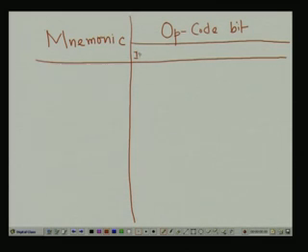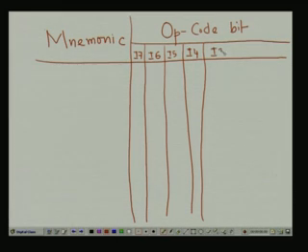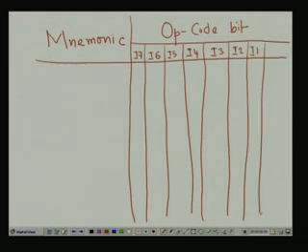Now, we know opcode bits are 8 bits. So, I7, then I6, I5 and I4, I3, I2, I1 and I0. These are the 8 bits. Again, this I3 we call the TC part, I2, I1 is GN and I0 is SC.